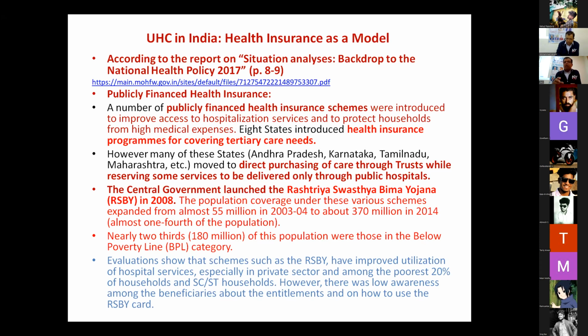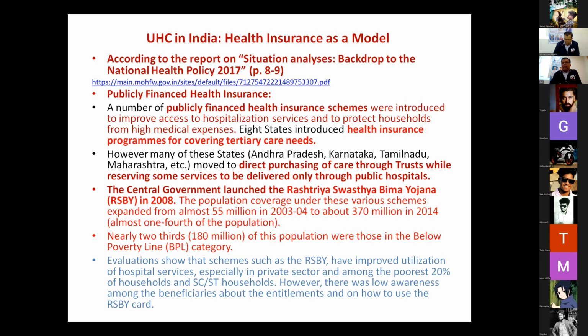However, an evaluation was made, because we are talking about the health policy 2017. Before the launch of this policy, the government made an evaluation, and it did find some irregularities. It was not functioning very well. Evaluations show that schemes such as the Rashtriya Swasthya Bima Yojana have improved utilization of hospital services, especially in the private sector and among the poorest 20% of households and SC/ST households. However, there was low awareness among the beneficiaries about the entitlements and how to use the Rashtriya Swasthya Bima Yojana card. You might have seen some people having those RSBY cards. Although the provision was good, people did not have awareness.